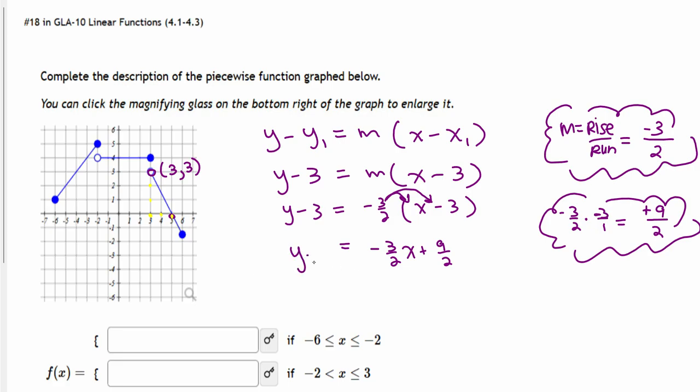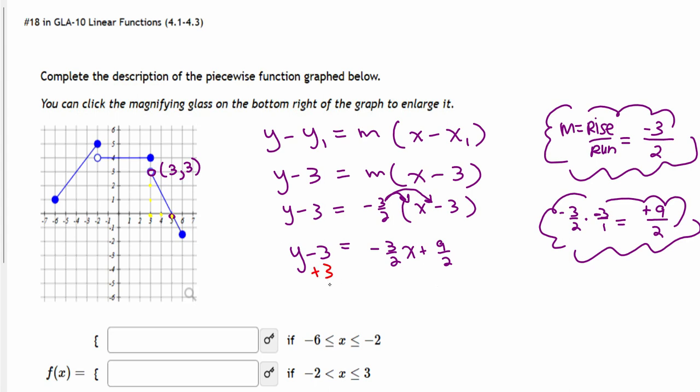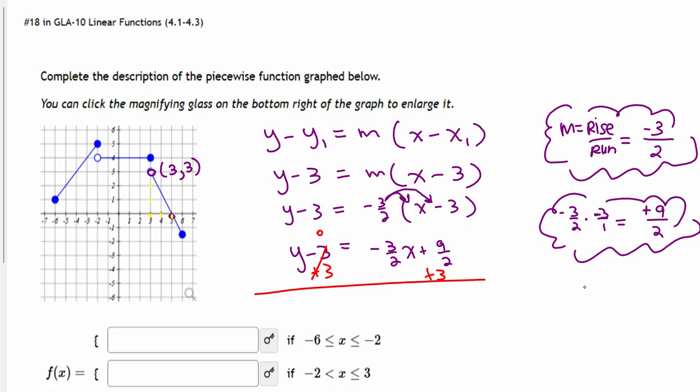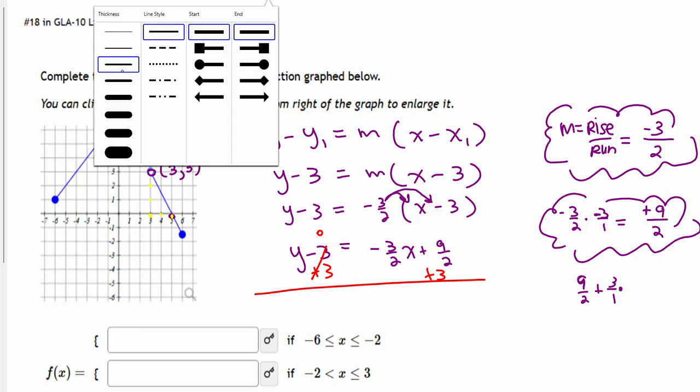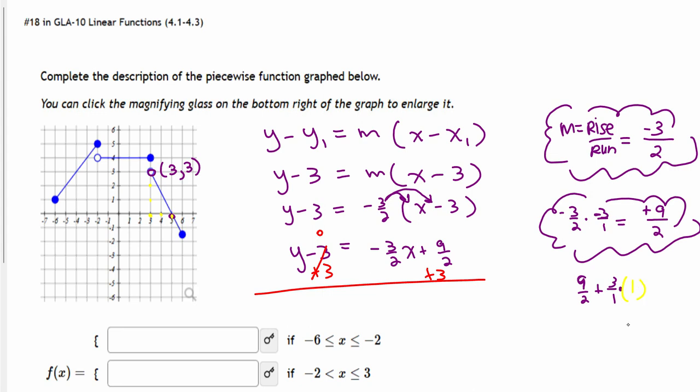Now I'm ready to solve by adding 3 to both sides. Okay. But time for another little thought bubble. We're going to do the 9/2 plus 3/1. And then when you're adding fractions, you need a common denominator. So you're going to want to multiply. I'm going to multiply 3 times 1. But instead of writing it as 1, I'm going to write it as 2/2.